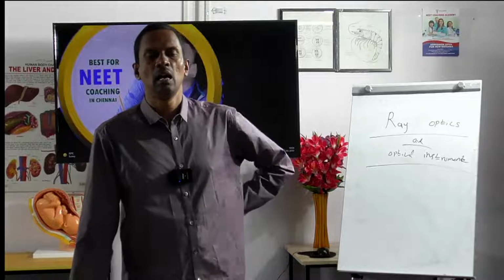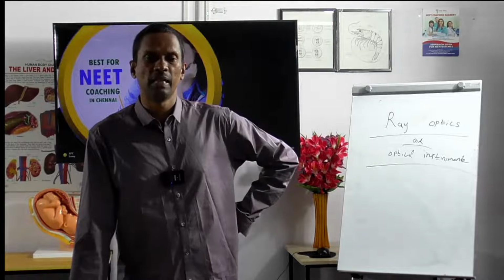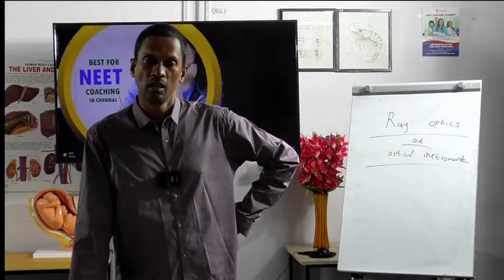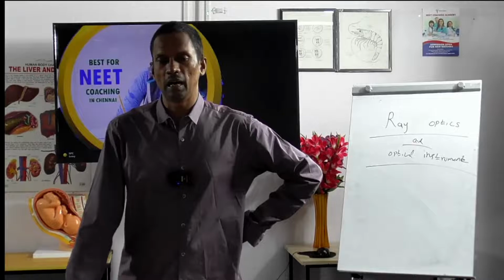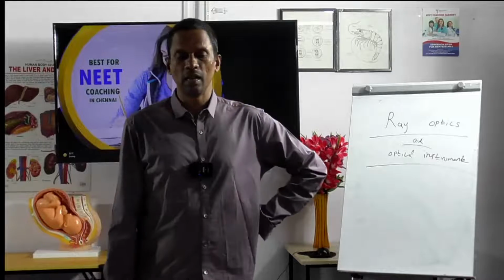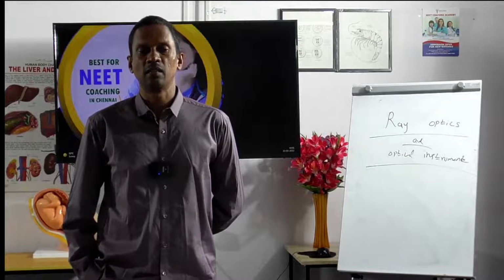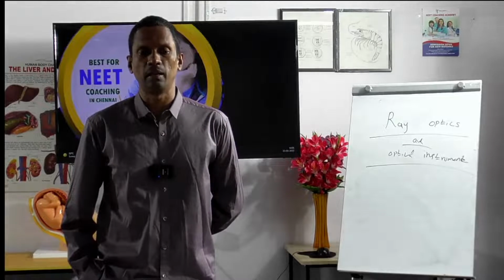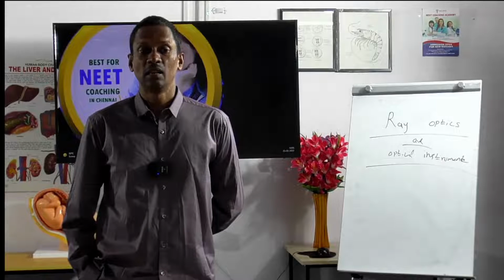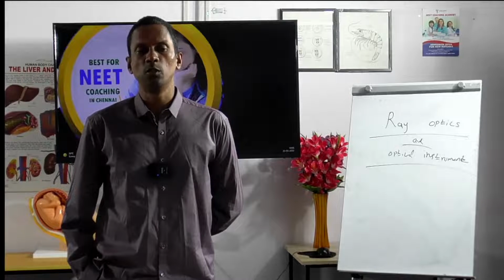R, capital R, is the distance from the center of the mirror to the image. So now, what are U, V, and R?